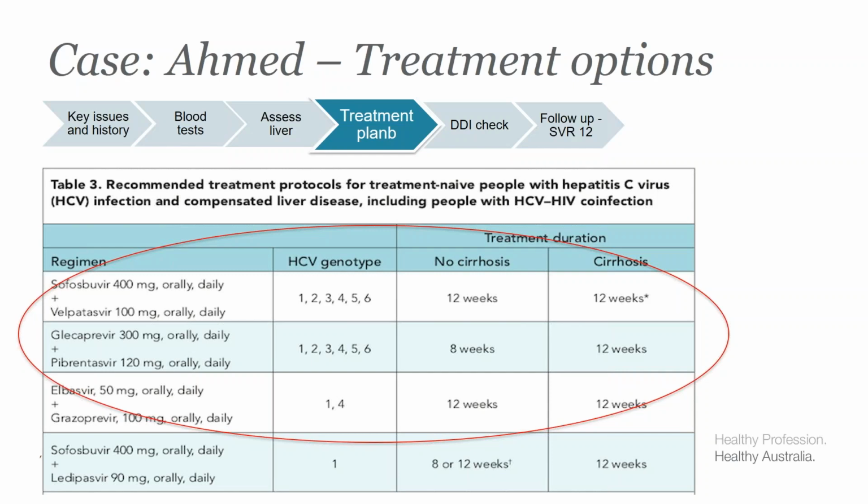Yeah, and for that second one, he can have 8 weeks of treatment. That's right, if there's no cirrhosis, so that looks pretty good too. All right, great.